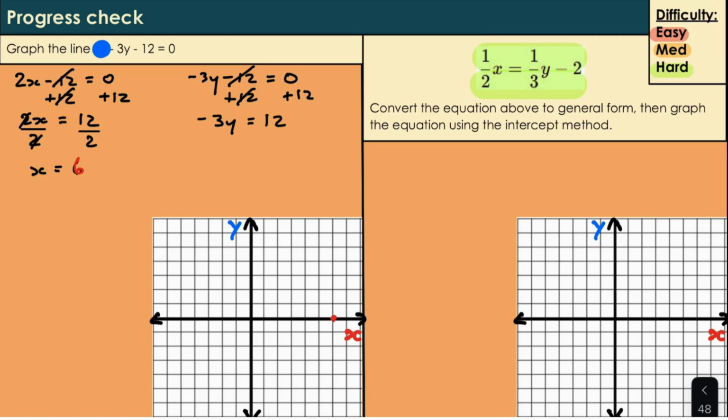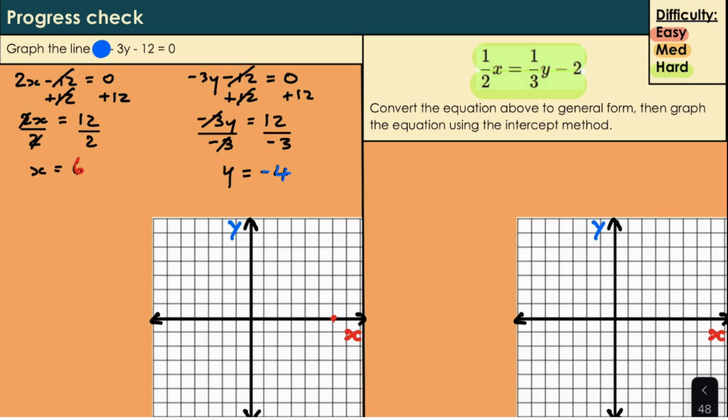Coefficient of y is negative 3. We divide by negative 3 on both sides. Negative 3 cancels with negative 3. y equals, positive divided by negative is negative, 12 divided by 3 is 4. Our y-intercept is negative 4.